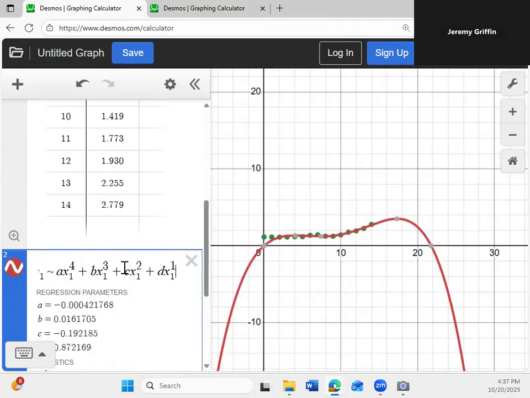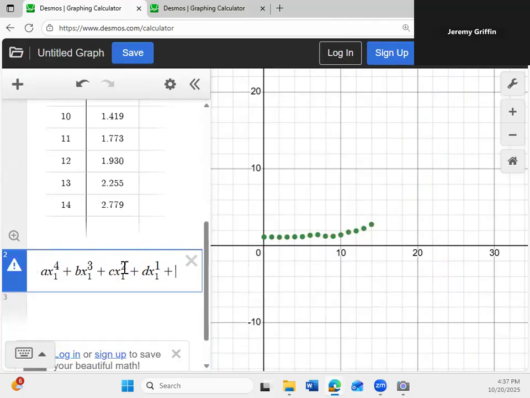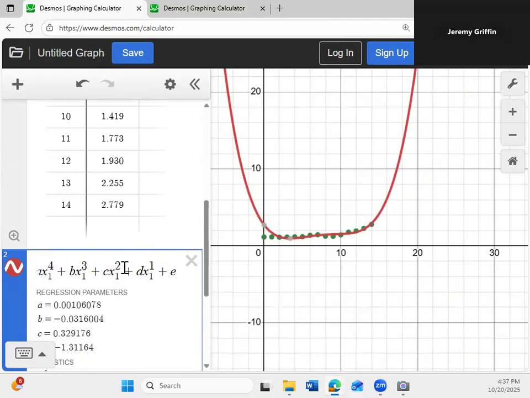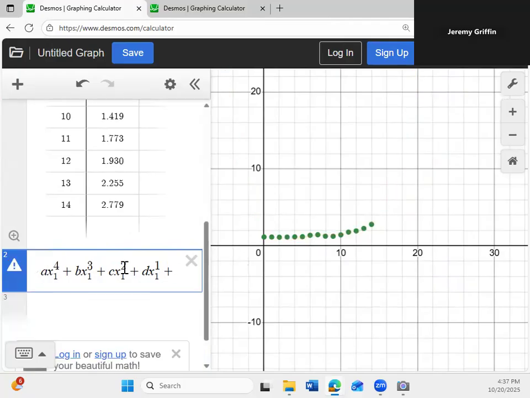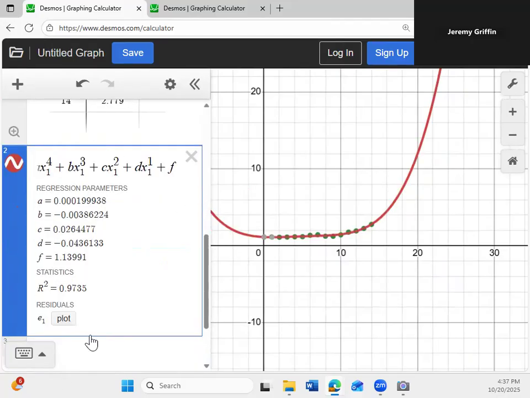Okay. And then, no, I would say plus e, but you have to be careful because e is a special number in math. It's called 2.71828. Right? It's a very special number. So you don't want to type e because the calculator think you're trying to talk about 2.718. So I'm going to type f. Right? And then it actually will give me a value for f, which is 1.1.